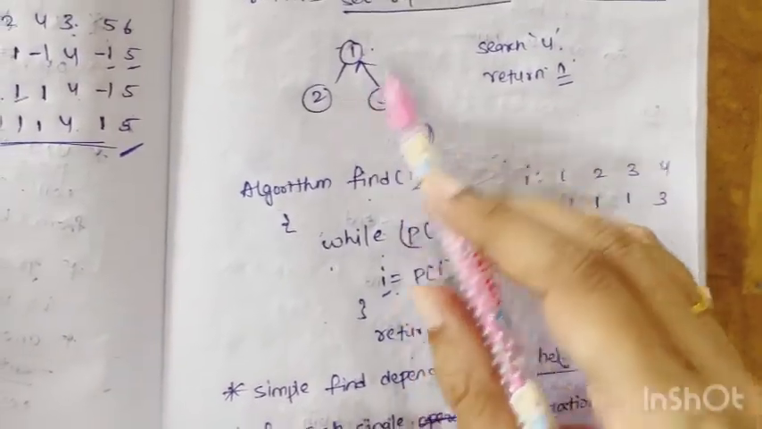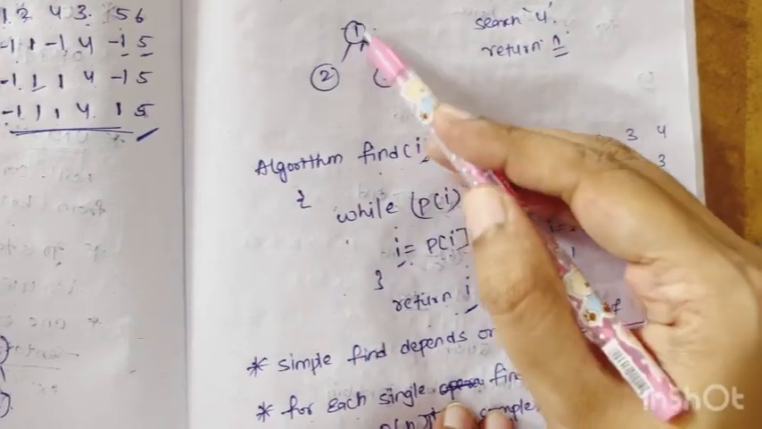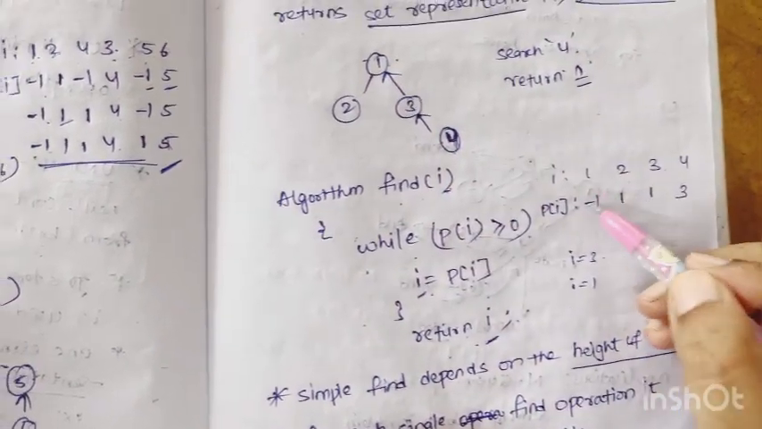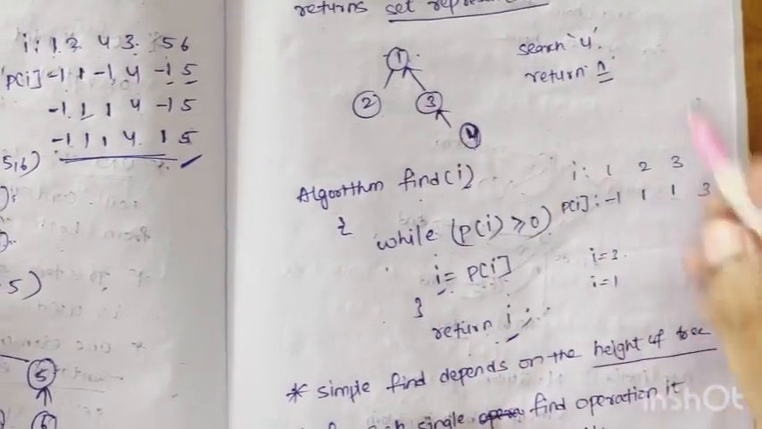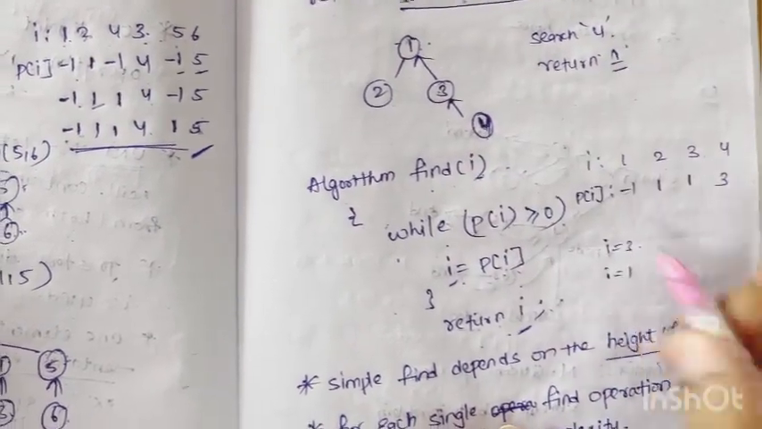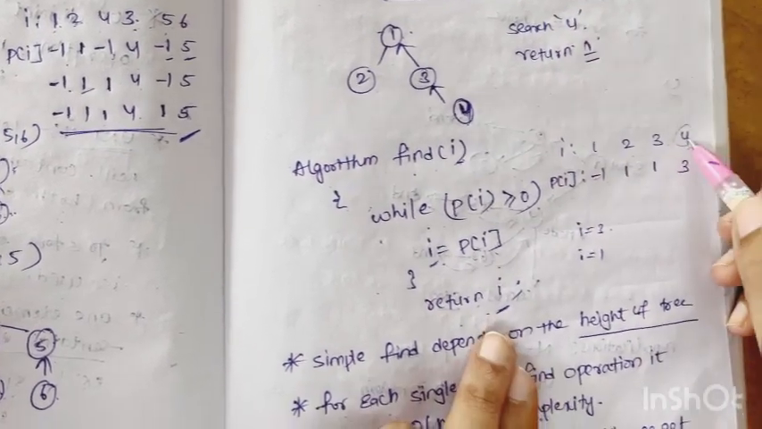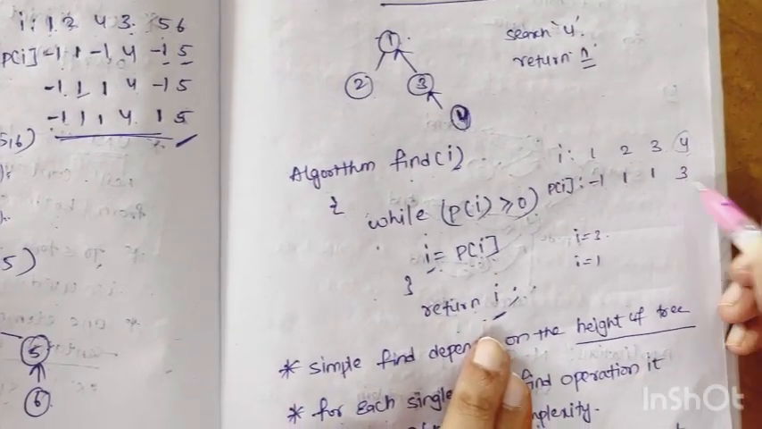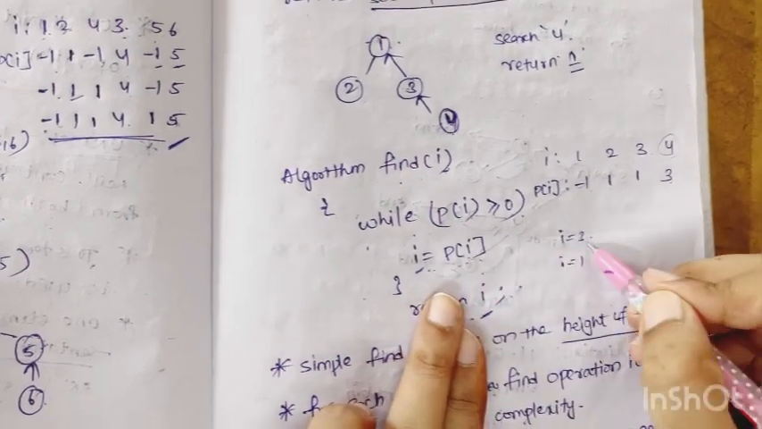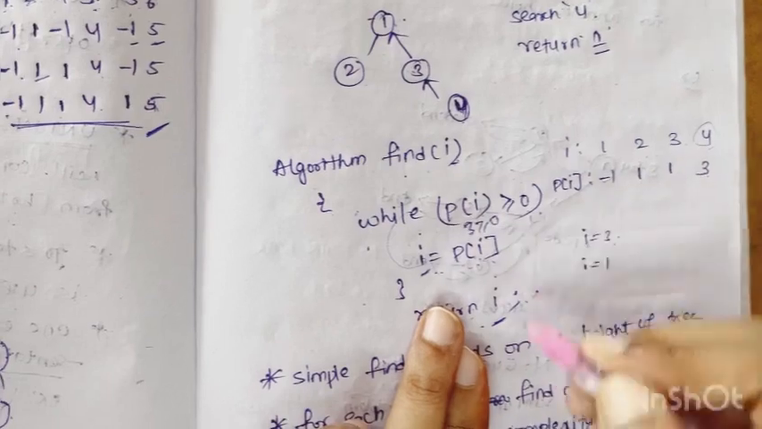So for example, let us consider a tree: 1 2 3 4. So 1 is the root element, that's why its parent node value is -1. So 2's parent node is 1, 3's parent node is 1 and 4's parent node is 3. Now we are finding the element 4. The parent node value of 4 is 3. So i is equal to 3. Again it will go back. So 3 is greater than or equal to 0.